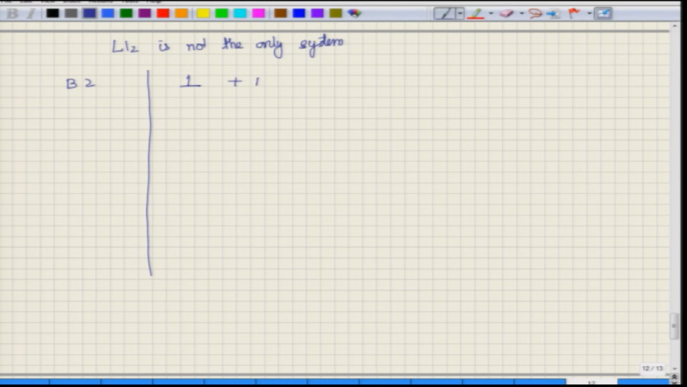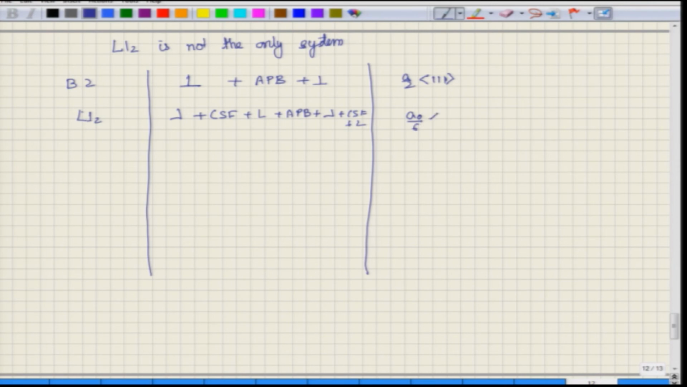now B2 is relatively simple, it forms only an anti-phase boundary. And the Burgers vector here is a/2 <111>. L12 we have seen, it can form this plus CSF plus this, plus APB plus this plus CSF plus this. And the Burgers vector here, the smallest Burgers vector is <112>. Then there is another system D03, which forms this plus APB plus another super partial plus APB prime. Okay, so let me come back to that in a moment.